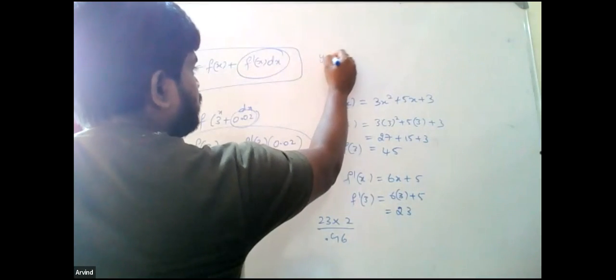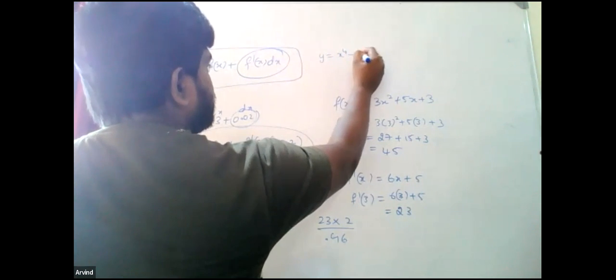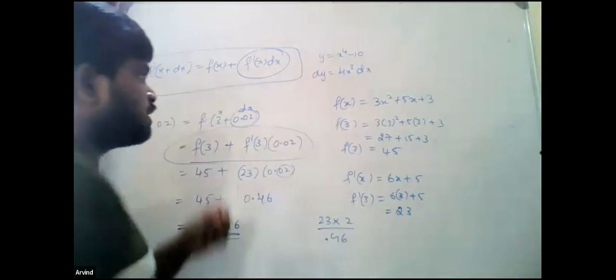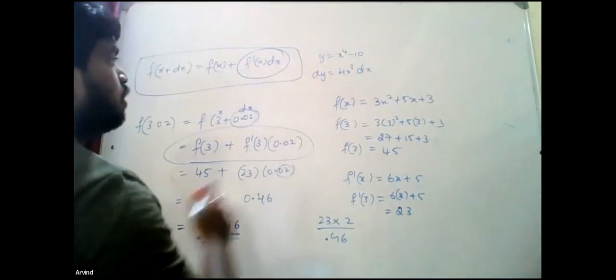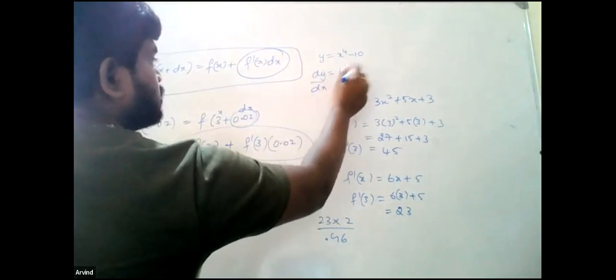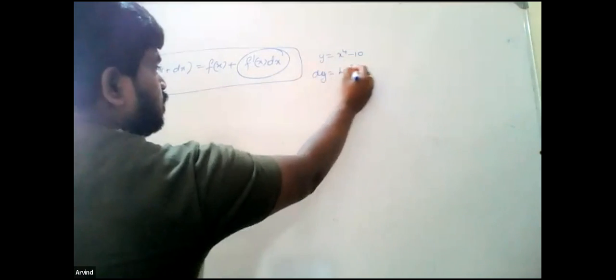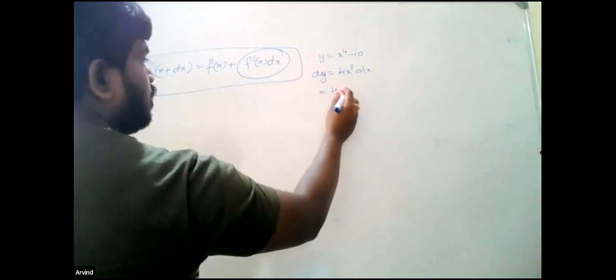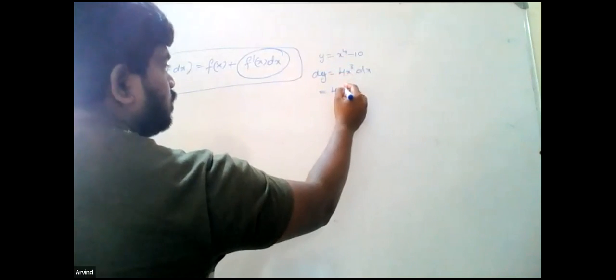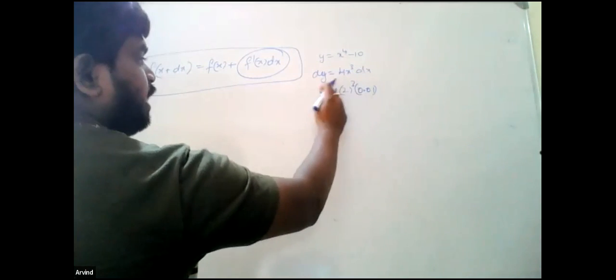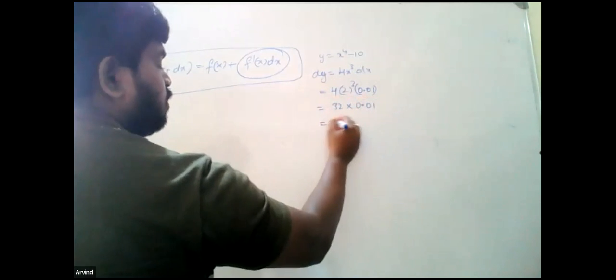So y is equal to x power 4 minus 10. Okay, so dy will become 4x cube dx. So dy by dx we can take, 4x cube. Okay, so you can do it directly, 4x cube dx. You can directly do it if you wish, or you can use this formula. Okay, here x is 2 cube, dx is 0.01. So 2 cube is 8, 8 4s are 32. 32 into 0.01, that will become 0.32.